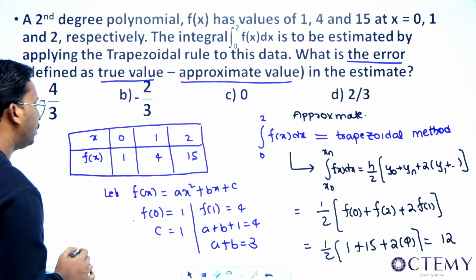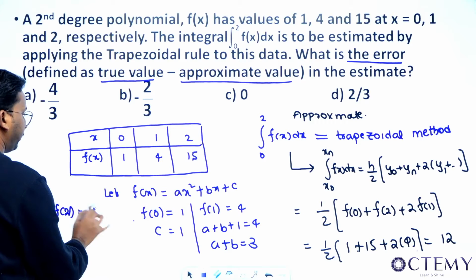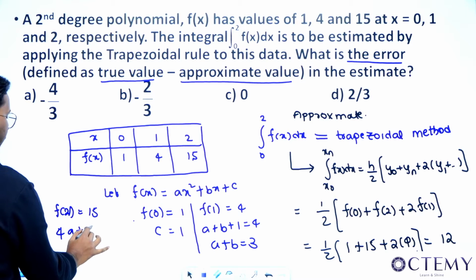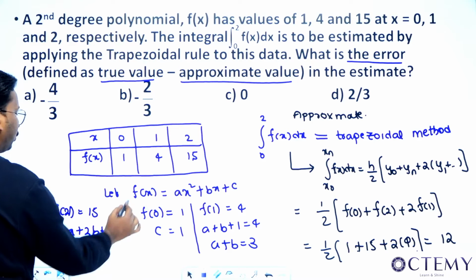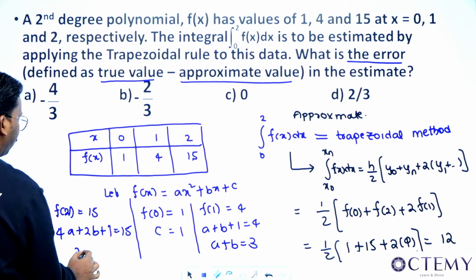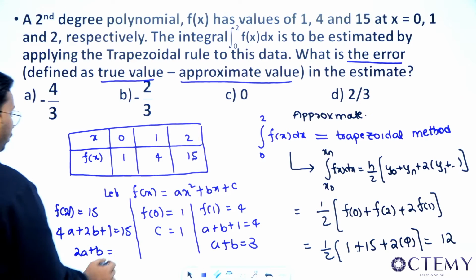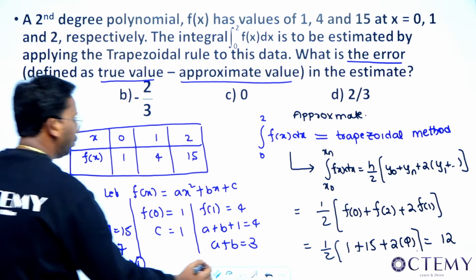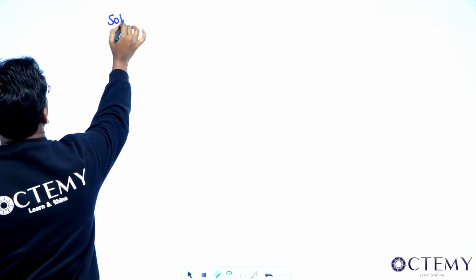Very good. What else do we know? We know that f of 2 is equal to 15. That means if you put 2, that will become 4a plus 2b plus c, which is 1, equal to 15. So if you solve this, what are you going to get? You are going to get 2a plus b equal to 14 by 2, so it will become 7. Now you solve these 1 and 2. Let me do it in the next slide. Solving 1 and 2.